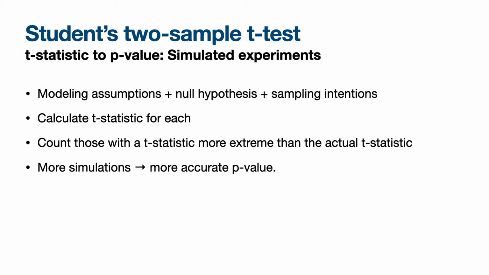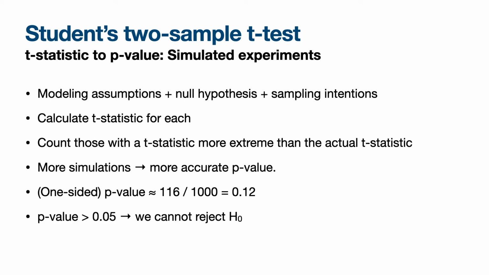More simulations would lead to a more accurate p-value. Of 1,000 simulated experiments, approximately 116 would have a more extreme test statistic, so the p-value is 0.12. As the p-value is higher than our significance threshold, we cannot reject the null hypothesis.